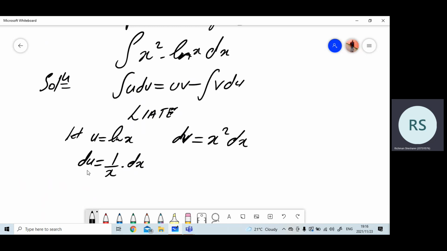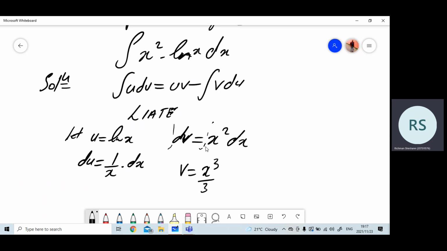So from u, find du. Du is the derivative of this function. The derivative of ln x is 1 over x, and then put dx. And then from dv, find v. V is just the integral of this function. So the integral of x squared is x to the power of 3 over 3. Don't say plus c. You're going to say plus c at the end of integrating. So we choose u and dv, and then from u we find du, and from dv we find v by integrating this function.